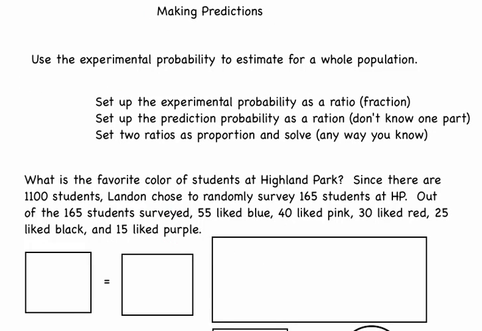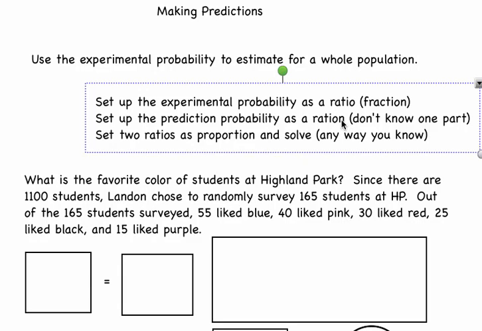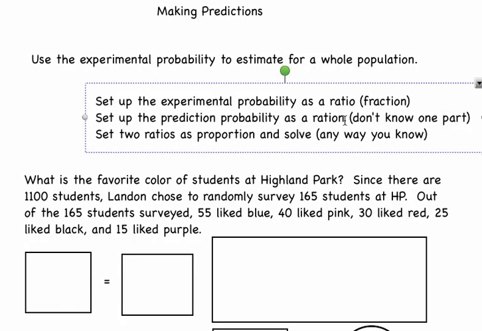The last section is making predictions. This is pretty much the main reason why you learn how to do probability. Here's where we use the experimental probability to estimate for a whole population. There are 3 steps to being able to make a prediction using probability. The first is to set up the experimental probability as a ratio. The next is to set up the prediction probability as a ratio. Remember, in this situation, there's one part that we don't know. And so that's the reason why we'll be able to use proportions. So the next part is to set them up as a proportion and solve.